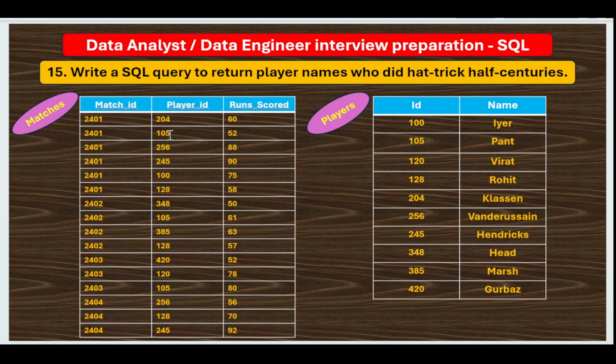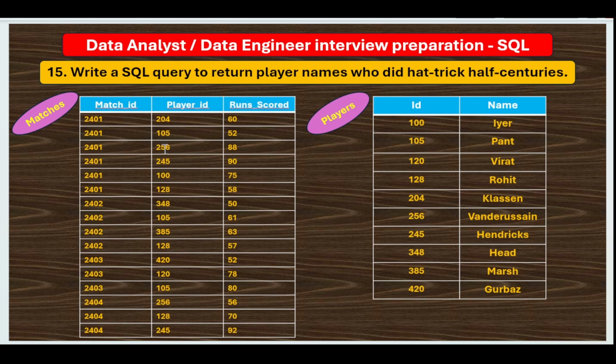Now if you see 105, in the first match he scored 52, that is a half century. In the second match, yes, 105 is there, with 61. So 105 scored half centuries successively two times. Now if you check the third match, is there any 105? Yes, 105 is there. So 105 consecutively scored half centuries three times, and we can consider this player as a hat-trick player, a player who did hat-trick half centuries.